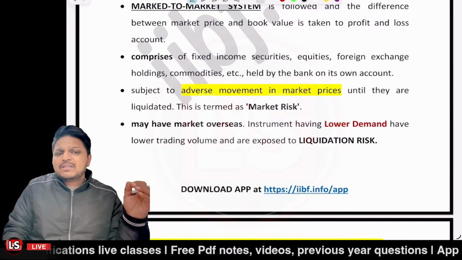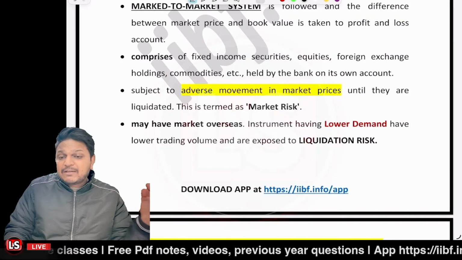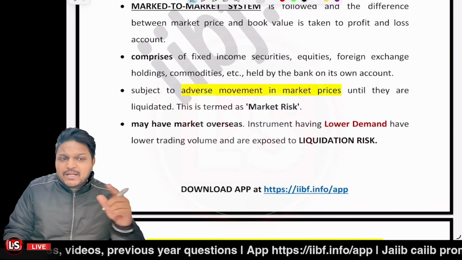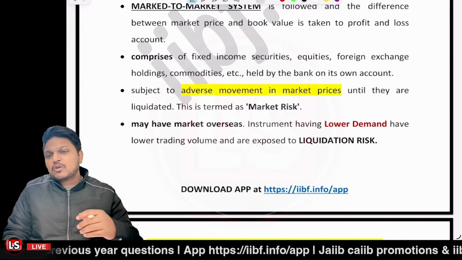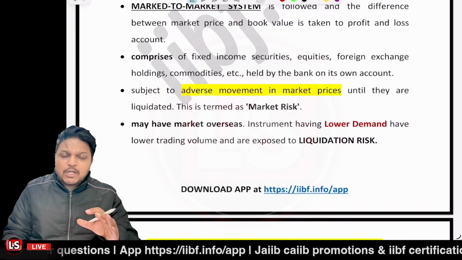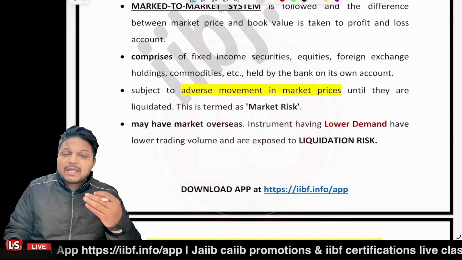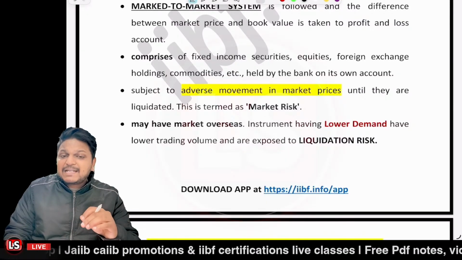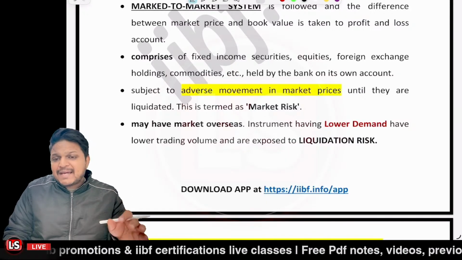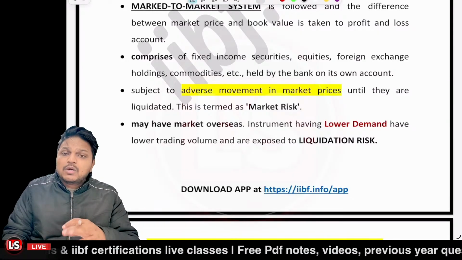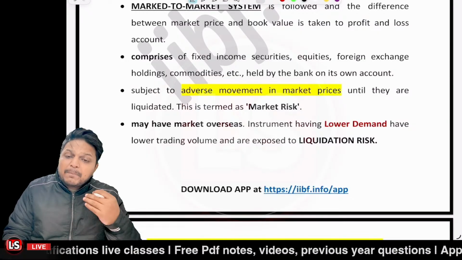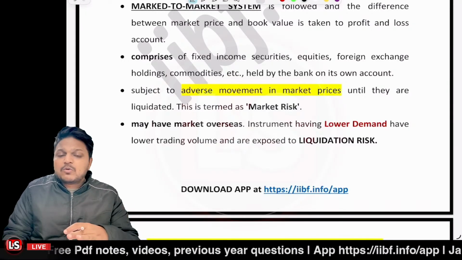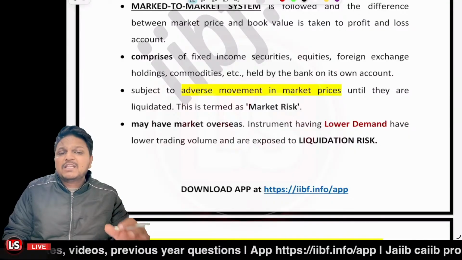It could be the case that you have the market overseas, but sometimes liquidation is not there. See, liquidity is something different. Liquidity is when you don't have the money with you, but liquidation is when you want to sell a particular asset but are not able to sell it at a reasonable price. That is liquidation risk. It could be asset liquidation risk, when you're not able to sell a particular asset in the market, or market liquidation risk, when the overall market is down and there is not much demand in the market.